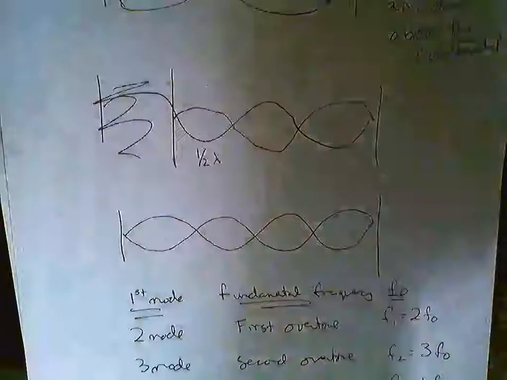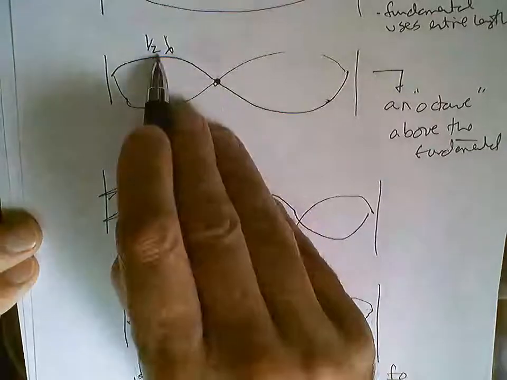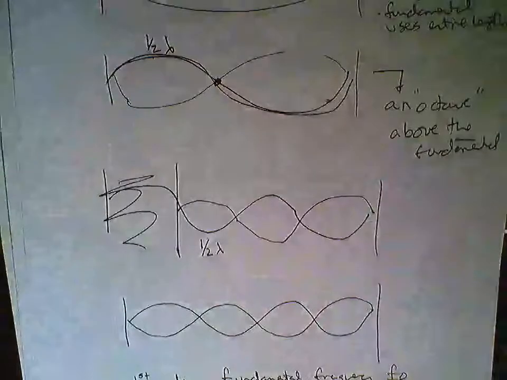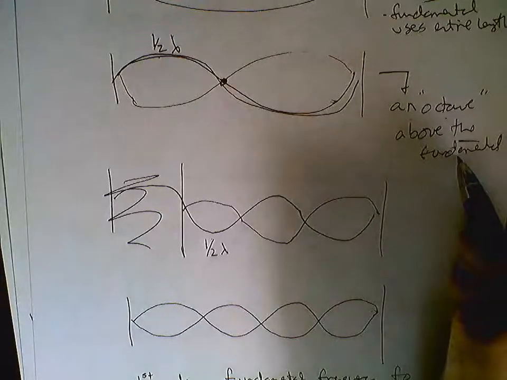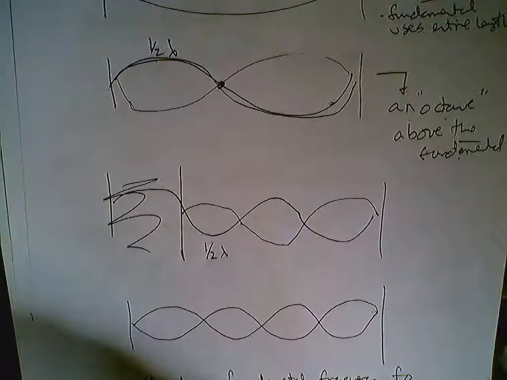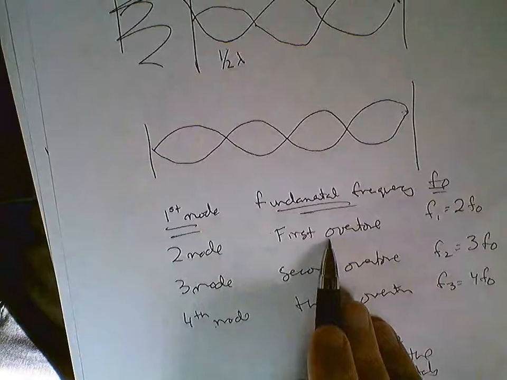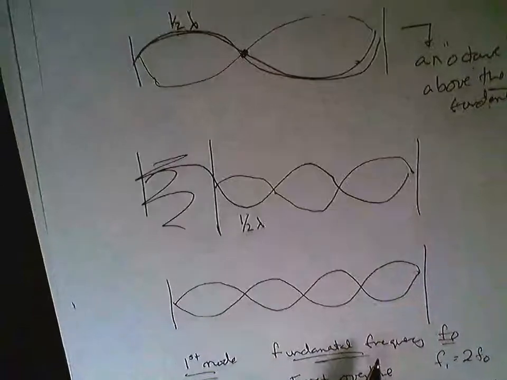Now, if we have a node in here, this is half a wavelength. So if we start from here, there's half the wavelength, there's the complete wavelength right here. This is an octave above the fundamental. So in music, we have to be very precise, okay? We don't want to have a part of a wave in there. We want to be in full waves or half waves. We call this the second mode or the first octave, and it's equal to 2 times F0.